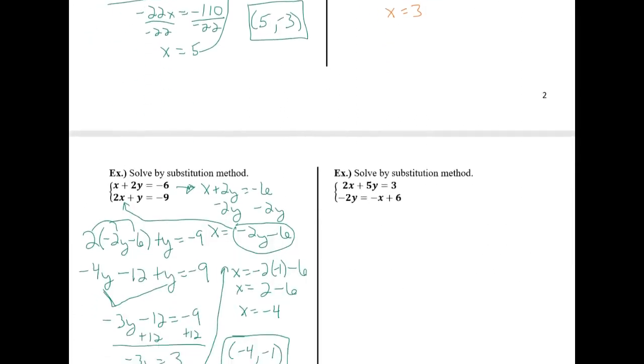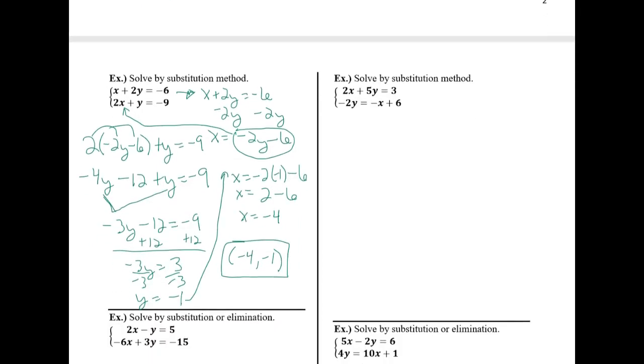Let's try one more. It says solve by substitution method. So the question is, which variable is the easiest to get alone? Some students might think this one, this y, because it's already kind of by itself and I would just have to divide by 2. But if I did that, I'm going to end up with some fractions.